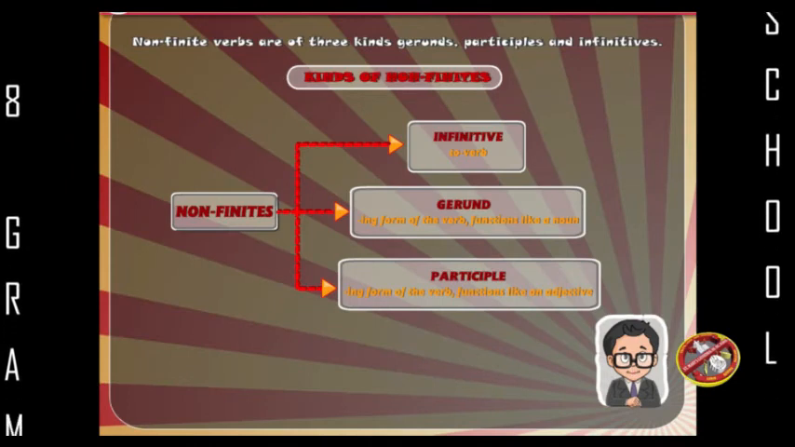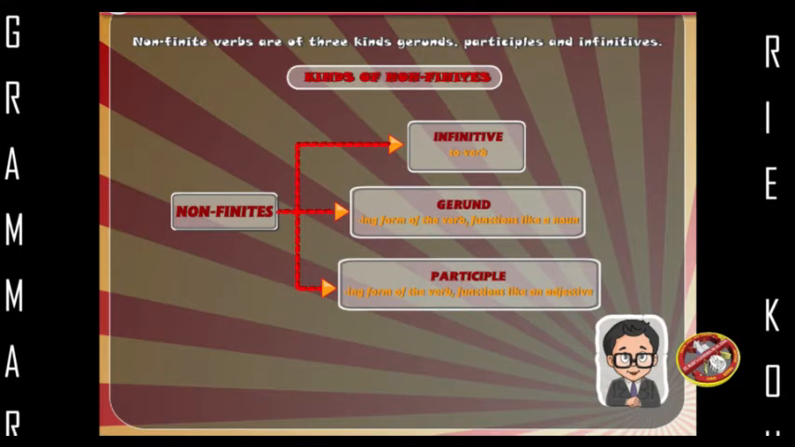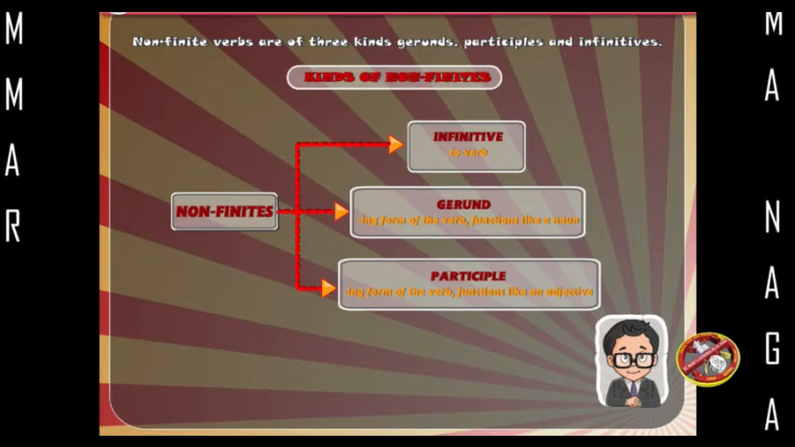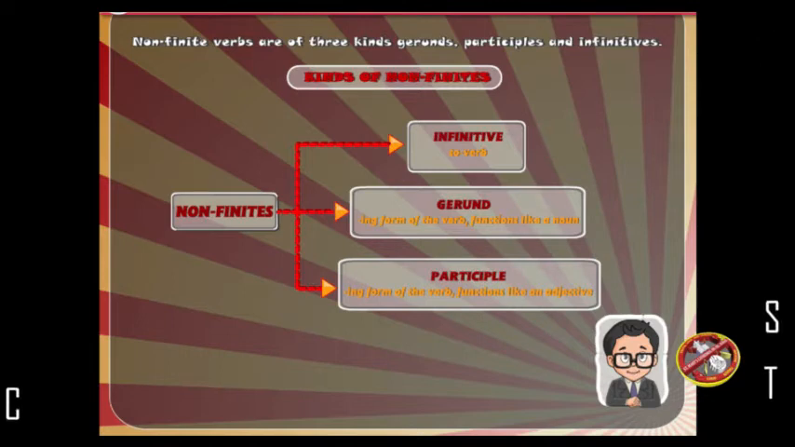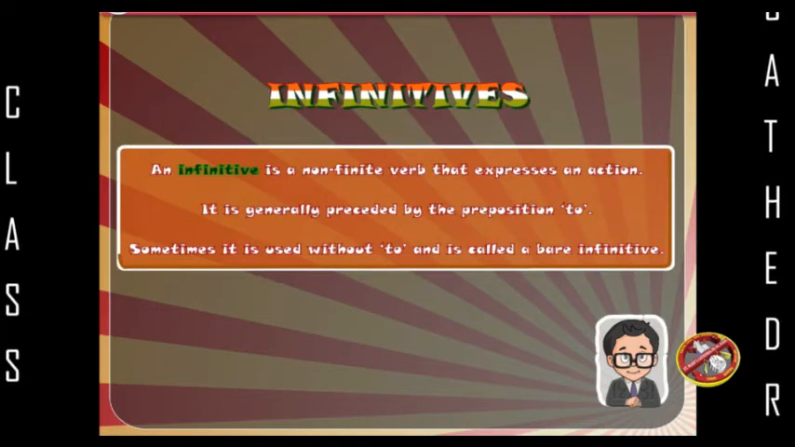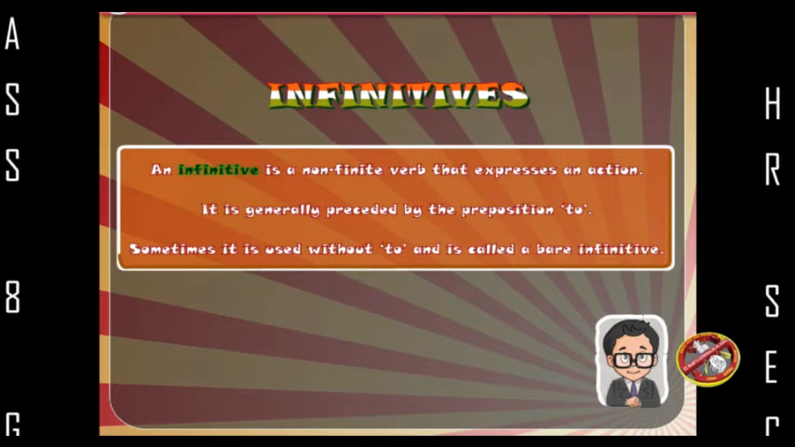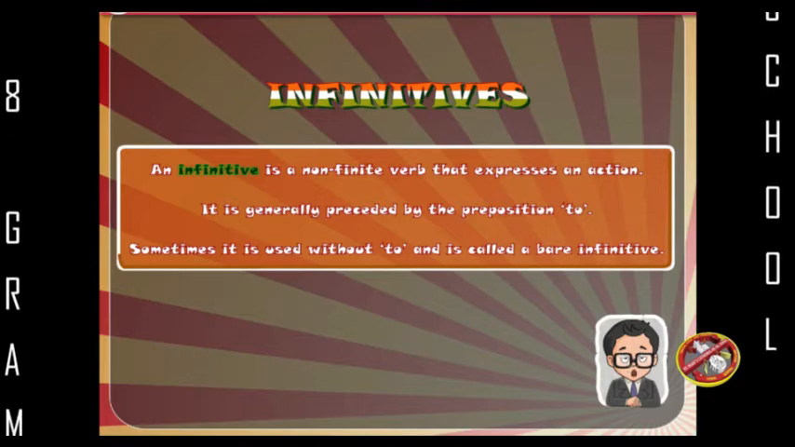Non-finite verbs are of three kinds: gerunds, participles and infinitives. Kinds of non-finites. Infinitive, to-verb. Gerund, ing form of the verb, functions like a noun. Participle, ing form of the verb, functions like an adjective. Infinitives. An infinitive is a non-finite verb that expresses an action. It is generally preceded by the preposition to. Sometimes it is used without to and is called a bare infinitive.